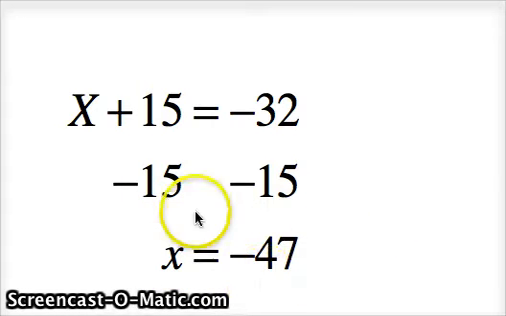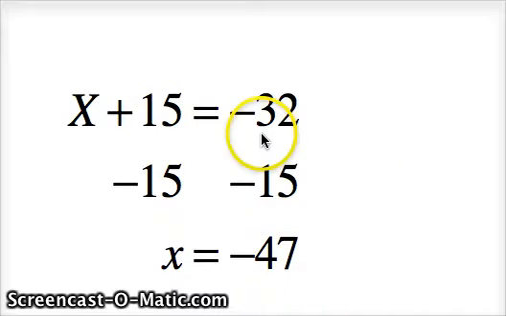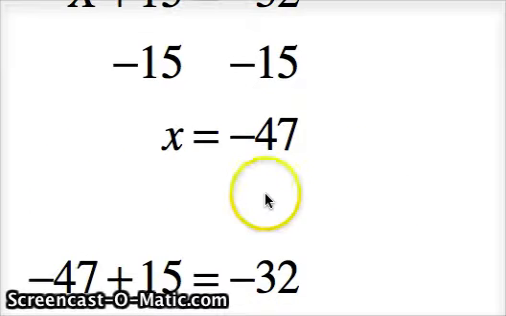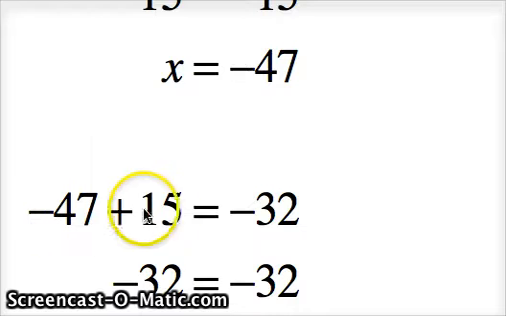So this tells me that I started out owing $47, and then I added $15 to the account, and I only owed $32. To check if that really works, I'll take this negative 47 and put it back in for X and substitute it to see if that sentence works. So here I've substituted it in. Negative 47 plus 15 equals negative 32. And then when I add the negative 47 and 15, I get negative 32. And yes, negative 32 does equal negative 32.